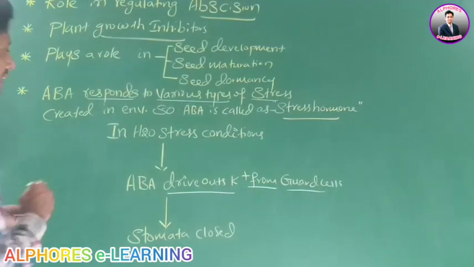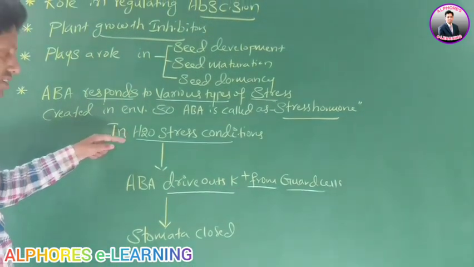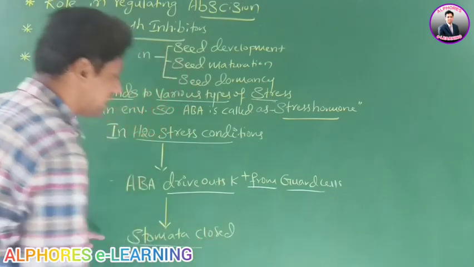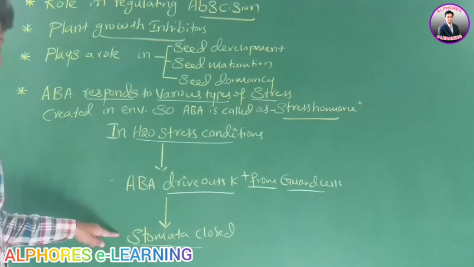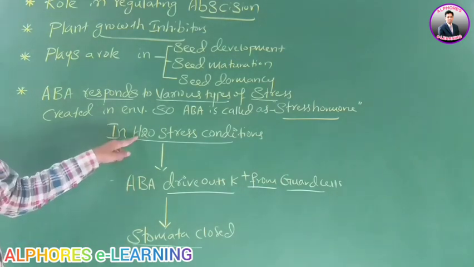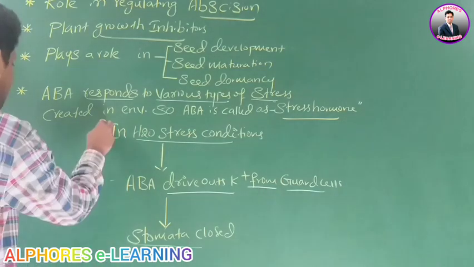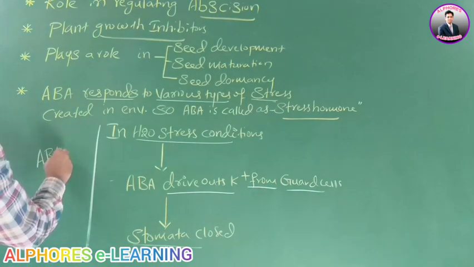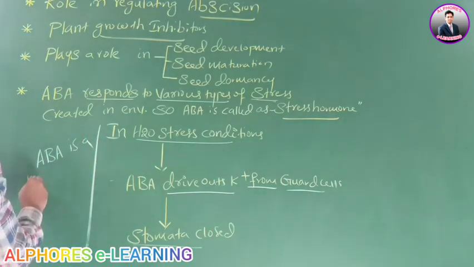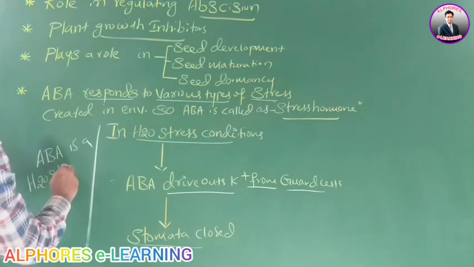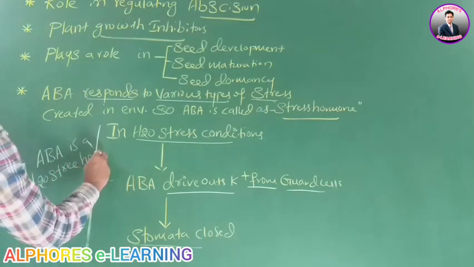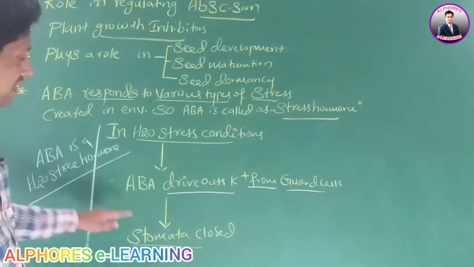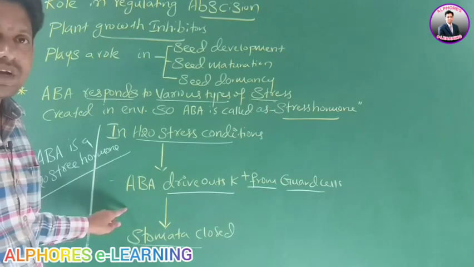Therefore, to the water stress conditions created in the environment, which phytohormone is responding? Abscisic acid is responding and closing what? Stomata. Therefore, abscisic acid is responding to water stress conditions. So, abscisic acid is a water stress hormone. Is this statement okay?